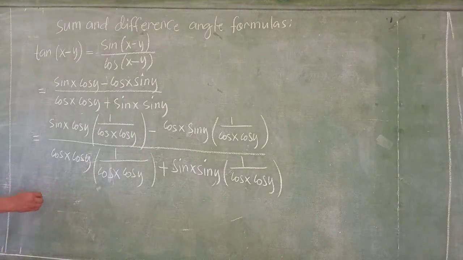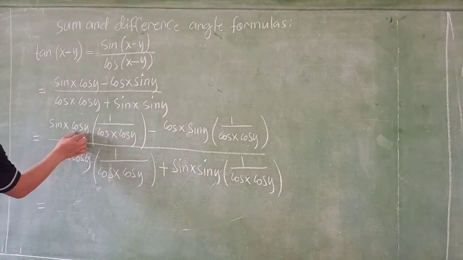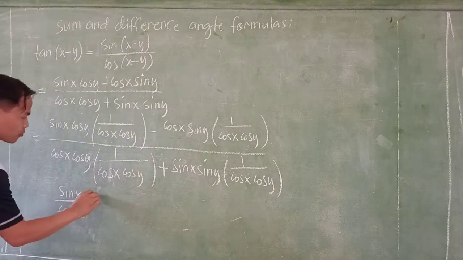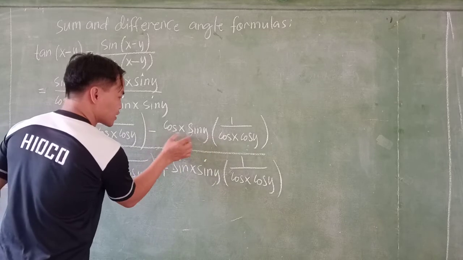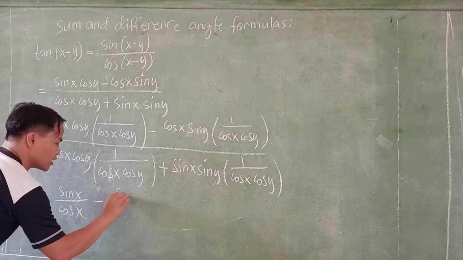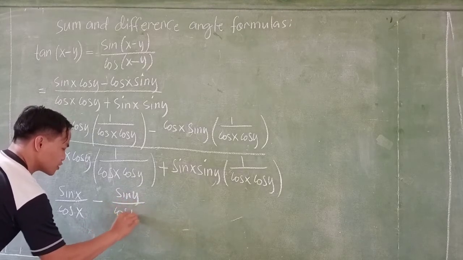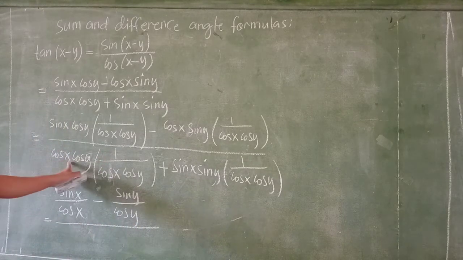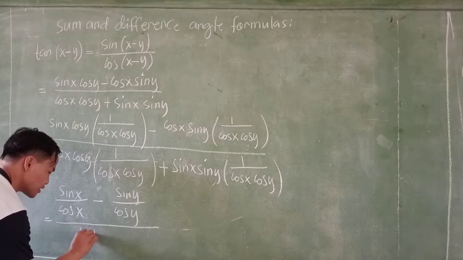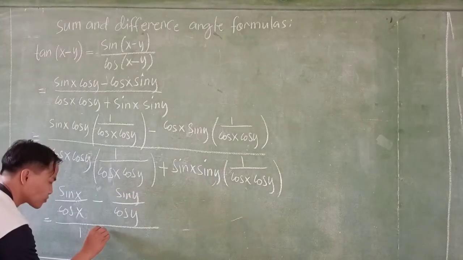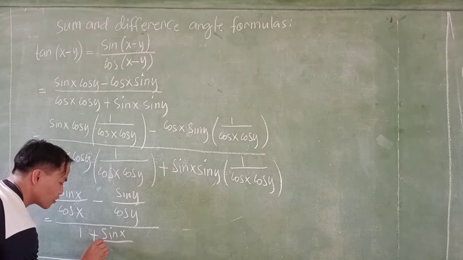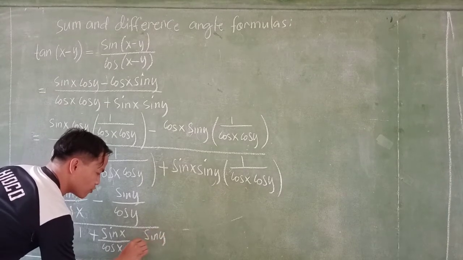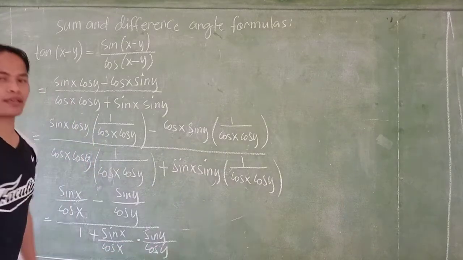After that, we will have to simplify. In the numerator, cos y cancels and what remains is sin x over cos x, minus, here cos x cancels and what remains is sin y over cos y, over 1, since everything cancels here, so 1 plus sin x over cos x times sin y over cos y.